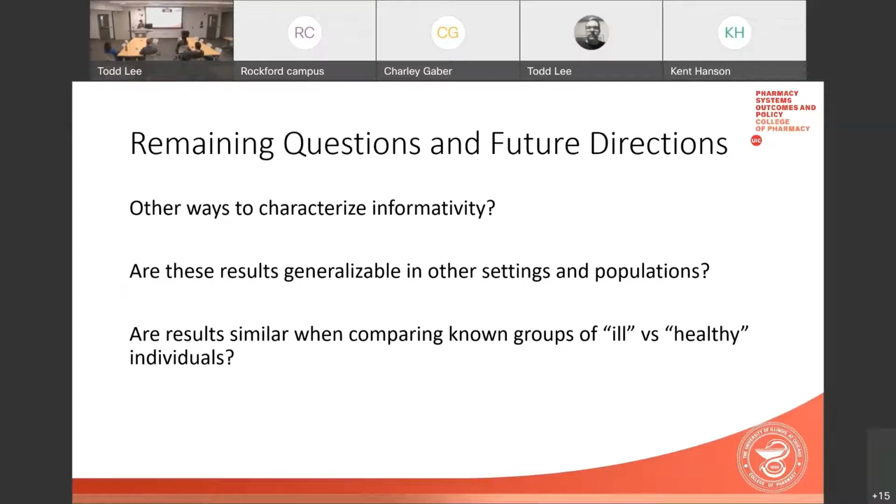But what we do have is the standard VAS element, which again asks participants to rate their overall health from 0 to 100, not just dimension specific, but just overall. So potentially we could use some kind of cutoff along the VAS as a way to create separate groups of those that were more ill versus those that were more healthy.